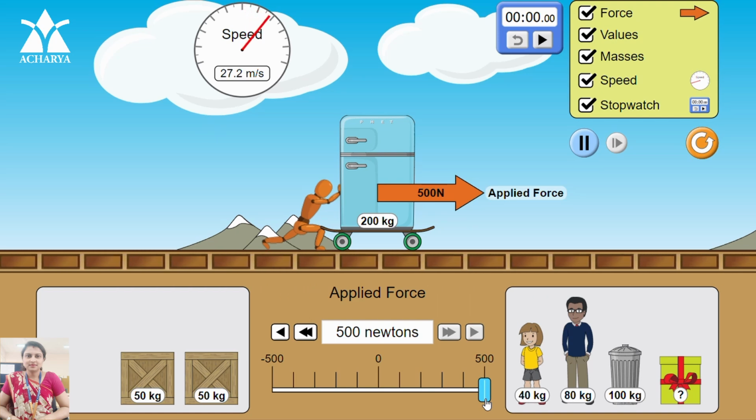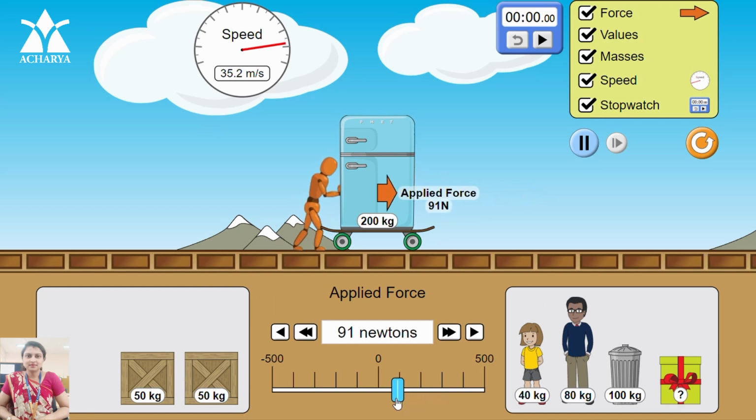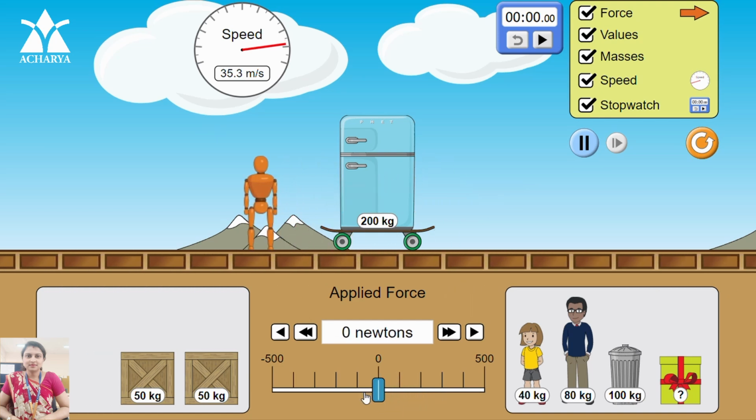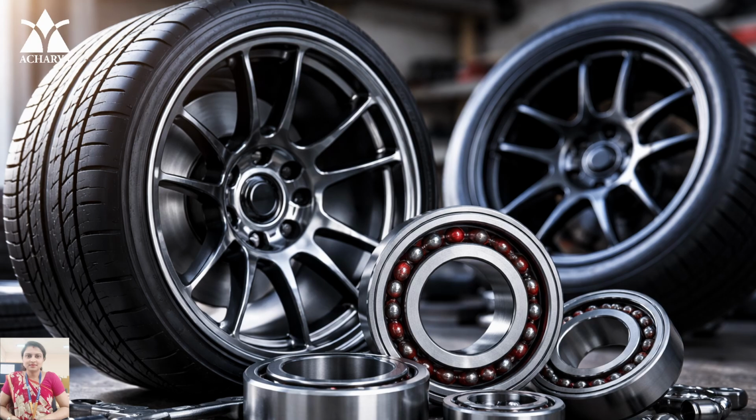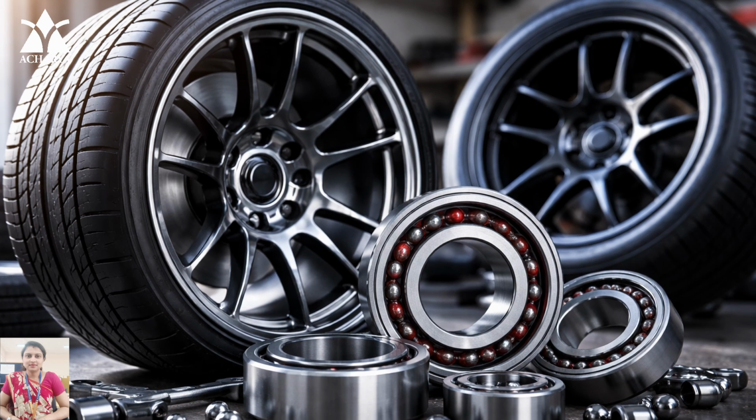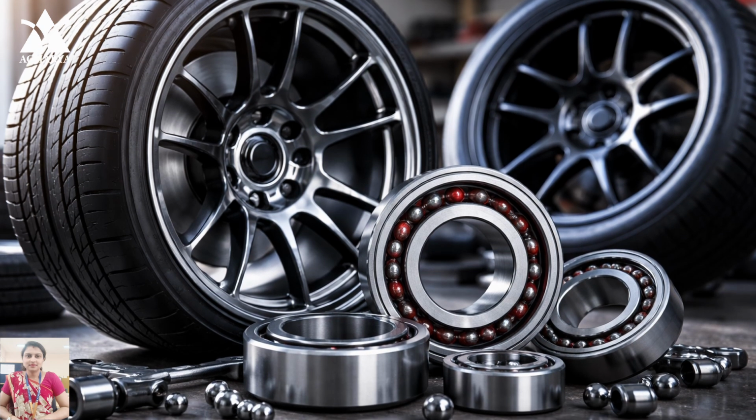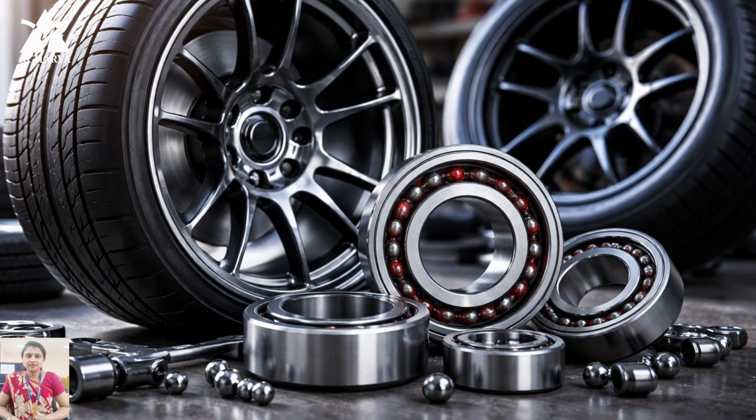However, rolling friction still exists due to deformation of the rolling object or the surface, such as slight flattening of a wheel or the ground. This resistance opposes the motion and slowly reduces the speed of the rolling object. Because rolling friction is much less than sliding friction, wheels and ball bearings are used in vehicles and machines to make movement easier and more efficient.